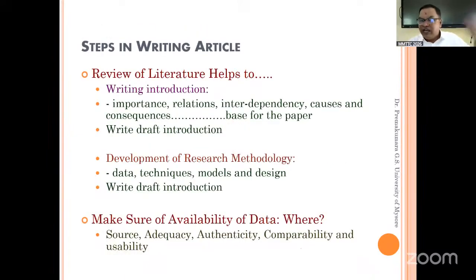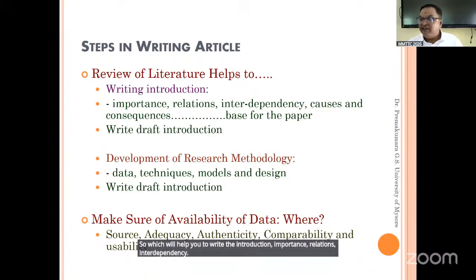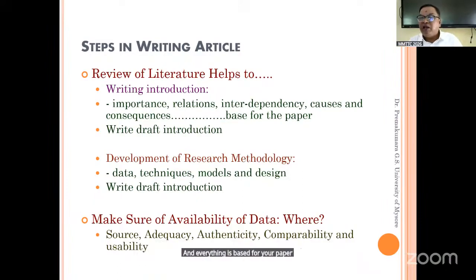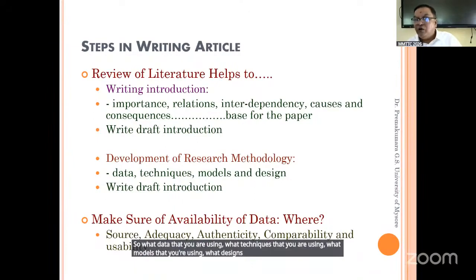So next step, write the draft or finalize the review of literature, which will help you to write the introduction, importance, relations, interdependency, causes, consequences, and everything is the basis for your paper. Then you write the draft introduction. Develop research methodology: what data you are using, what techniques you are using, what models you are using, what designs you are writing. So write the draft introduction and draft methodology.